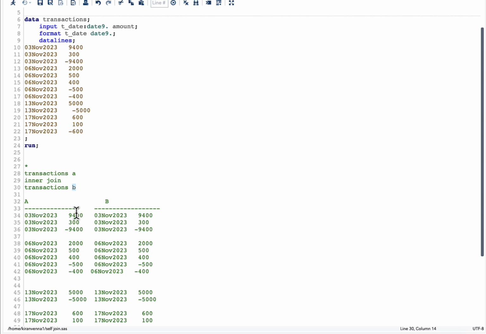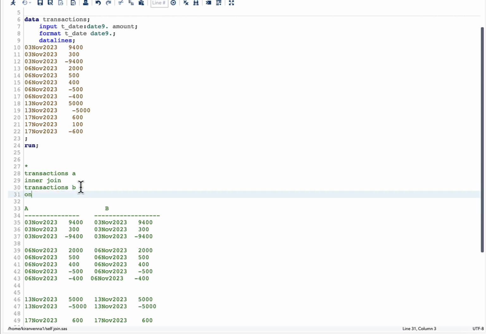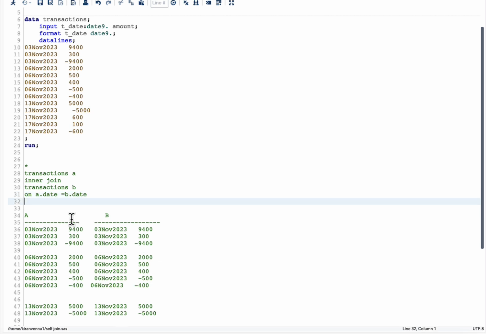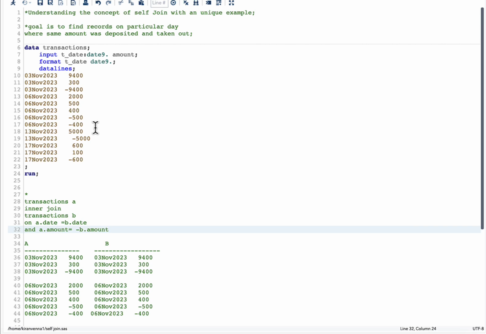And what are the other things we are really interested in here? We are also interested in dates, that is on A.date equal to B.date. It means when I am comparing this one to this one, I want to match the dates also. And what is another thing we need to match on? Another thing to match on is A.amount equal to minus B.amount. Because in the very first explanation, I said that we want records on a particular day where the same amount was deposited and taken out. It means we want on the same day one positive value and one negative value.